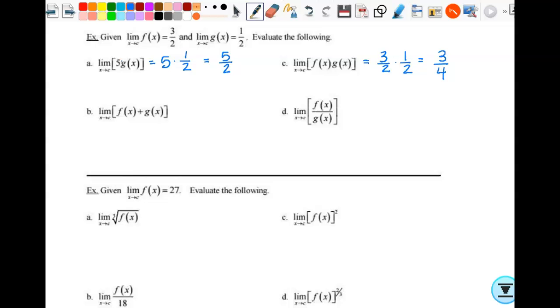Okay. Does the limit of f of x exist? Yes. G of x? Yes. So then I can just use the limit of f of x, which is 3/2, plus the limit of g of x, which is 1/2. What's that going to give you? 2.